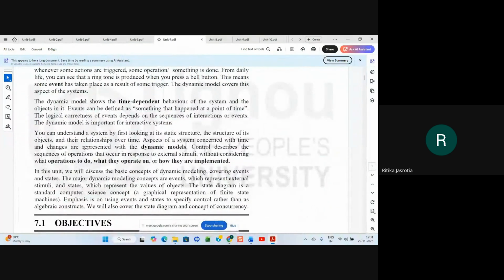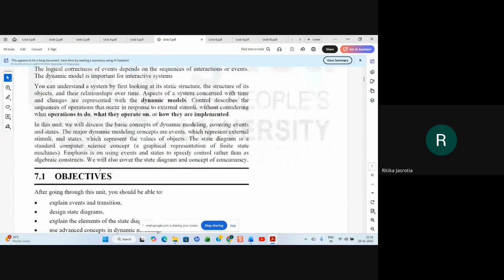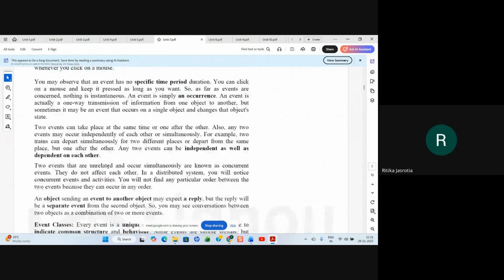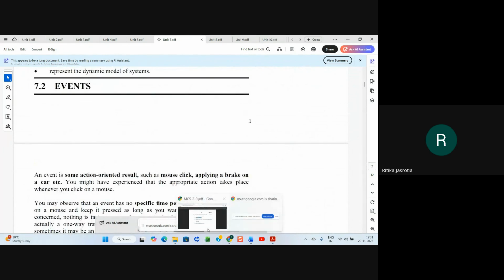So the structure of objects and aspects of a system concerned with time and changes are represented with dynamic models. Control defines the sequence of operations that occur in response to external stimuli, without considering what operations to do, what they operate on, and how they are implemented. So that is what the dynamic model is all about.